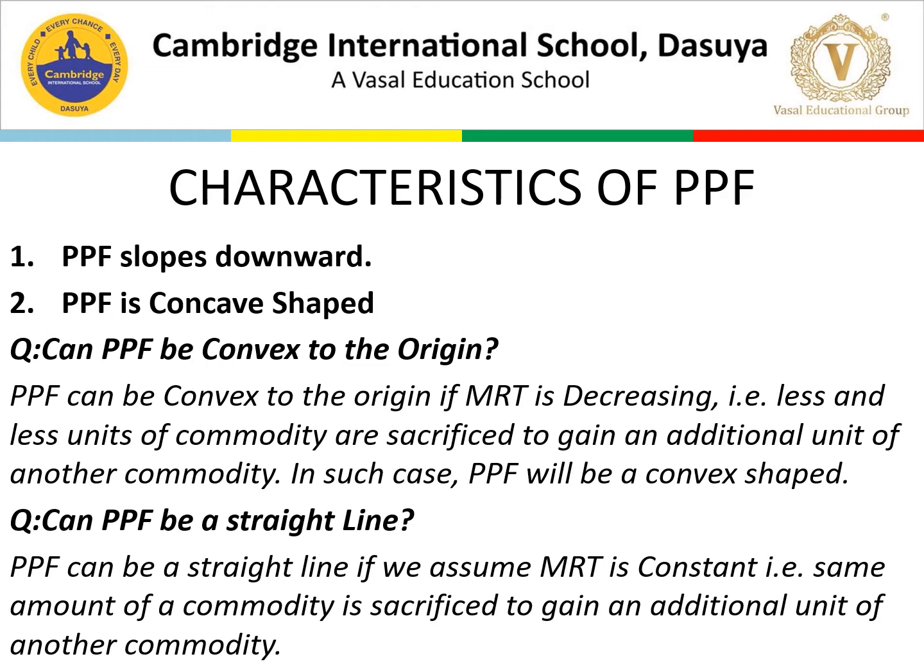So there are two basic characteristics of your PPF. The first characteristic is it always slopes downward. That means it will always be drawn from top to bottom, okay? And PPF is concave shaped. You know concave lenses? So it is always in the form of a concave shape. So PPF always slopes down.